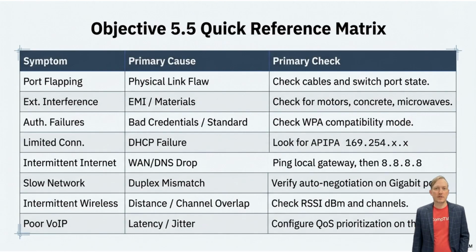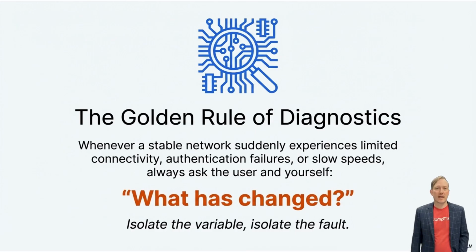As we wrap up, here is the Objective 5.5 Quick Reference Matrix. Review these primary causes and checks for everything from port flapping to poor VoIP. If you have limited connectivity, look for that APIPA address. If you have intermittent wireless, check your RSSI and channel overlap. Finally, never forget the golden rule of diagnostics. Whenever a stable network suddenly experiences limited connectivity, authentication failures, or slow speeds, always ask the user and yourself, what has changed? Isolate the variable, and you isolate the fault.